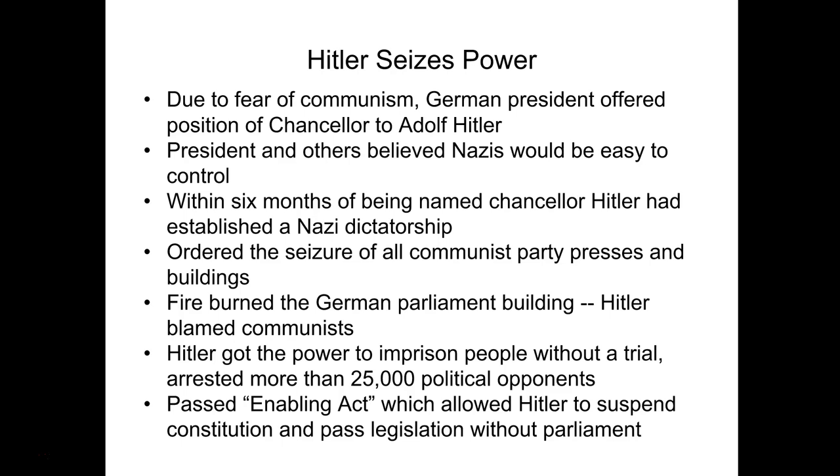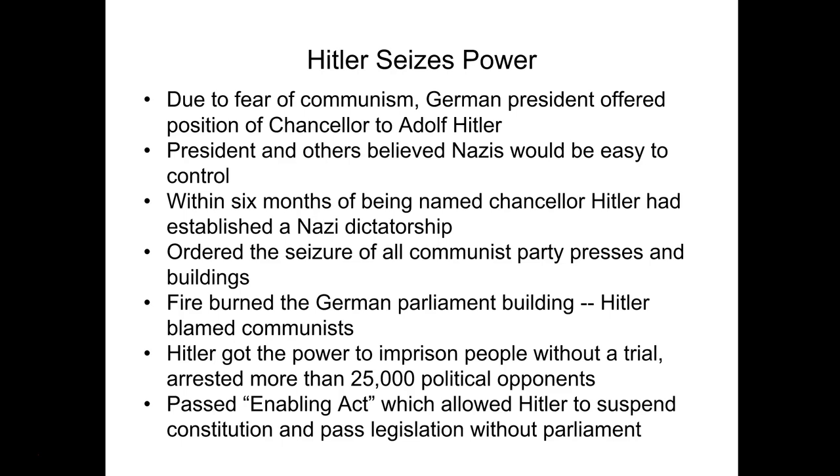And so he orders the seizure of all Communist Party buildings and any printing presses that are printing communist propaganda or communist newspapers. And then a fire burns the German parliament building, the Reichstag, and Hitler blamed the communists for this. He said that they lit the fire because they were fed up with the German system, and they were trying to start this revolution. And because of this, Hitler was then able to imprison the Communist Party members, outlaw the party system, and arrest people without a trial. And this allows him to arrest more than 25,000 political opponents.